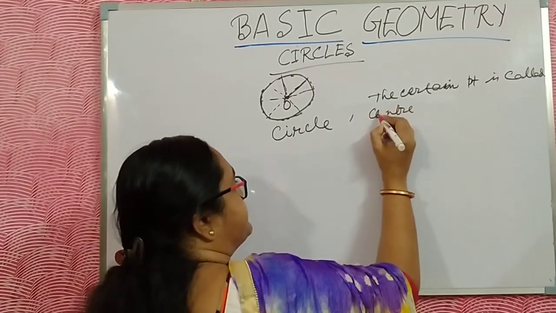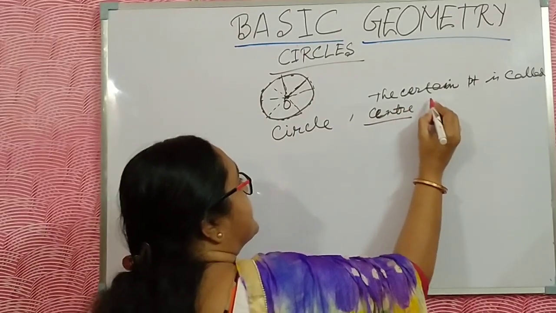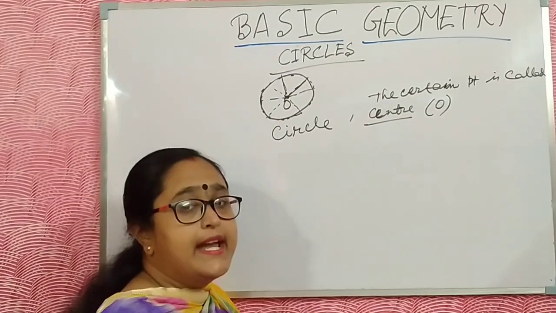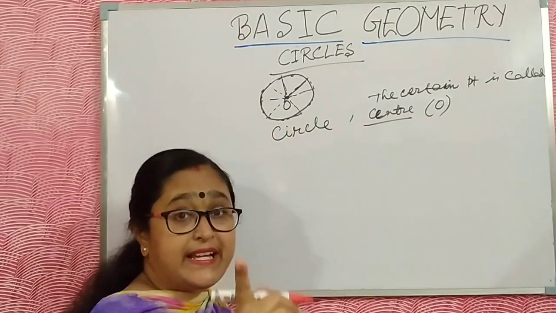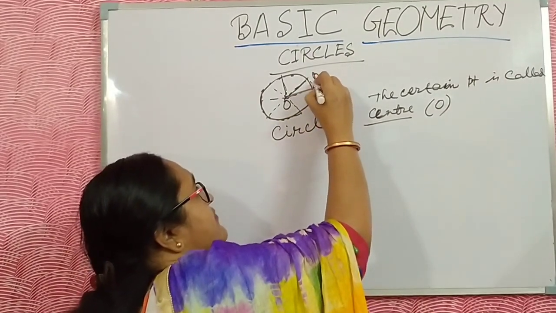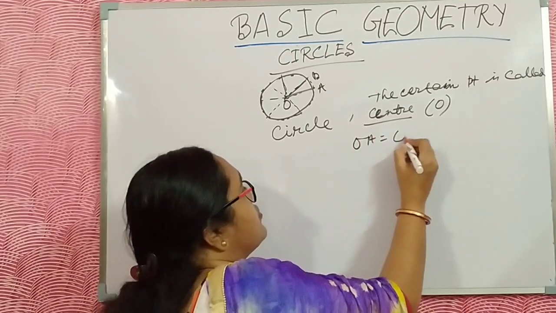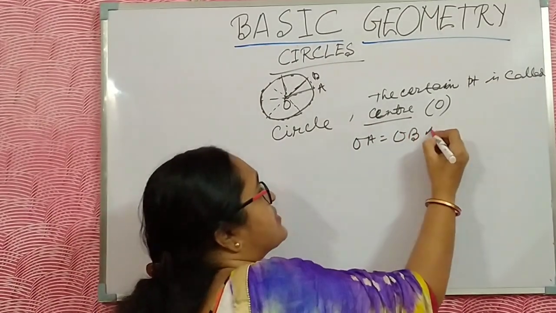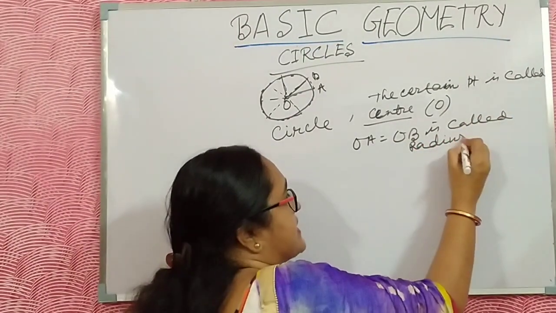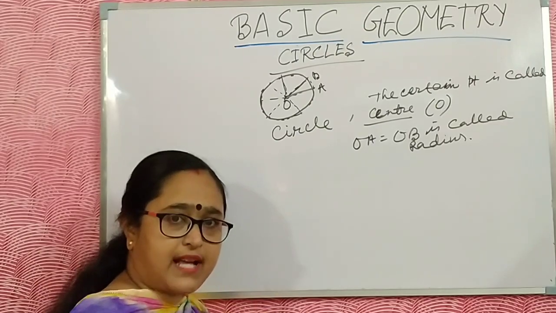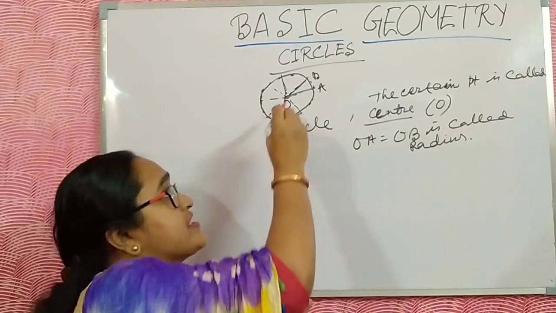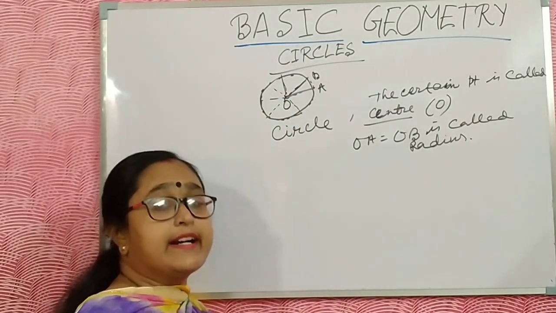Okay, the center here is denoted as O. O is the center here. Now the equidistance, the fixed distance, is called the radius. OA is equal to OB. The fixed distance is called the radius. This is the circle, the fixed point is the center, and the fixed distance is called the radius.